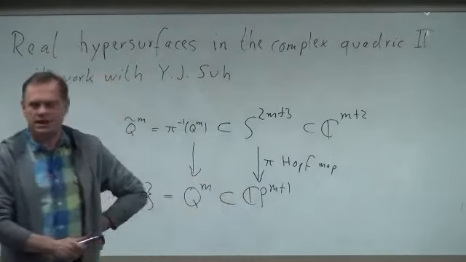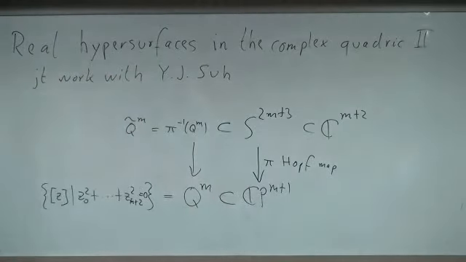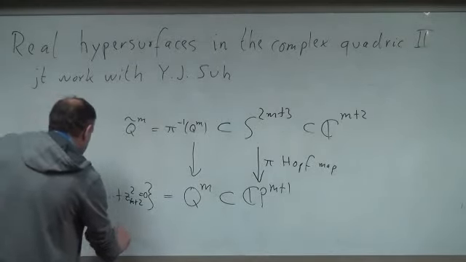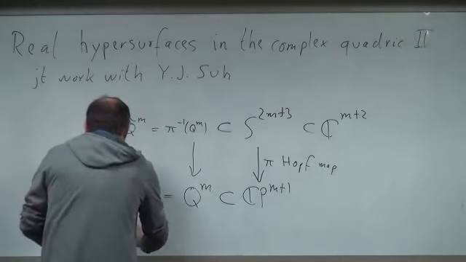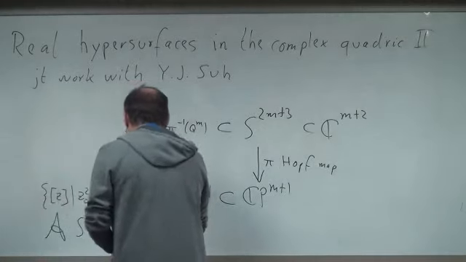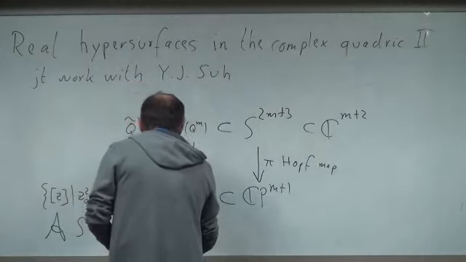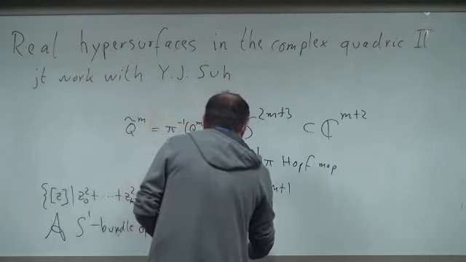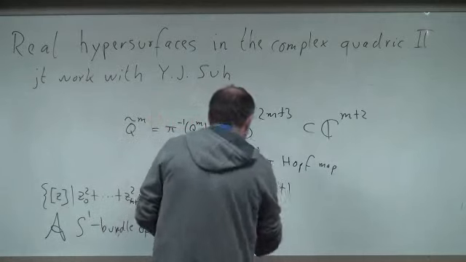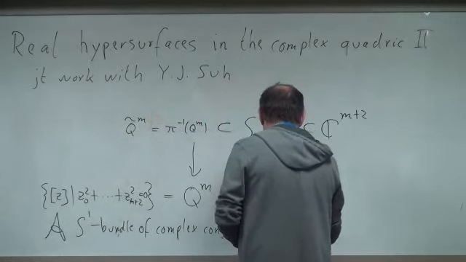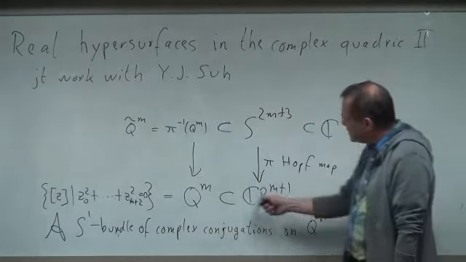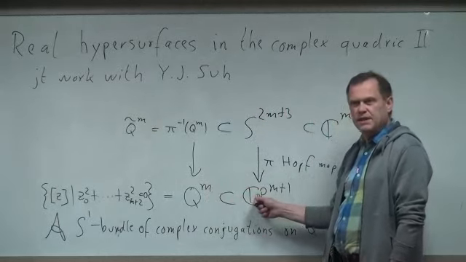And then I explained a bit the geometry of the complex quadric using what is known about the geometry of complex projective space, and in particular what we identified is that there is an S^1 bundle, which I denoted by A, S^1 bundle of complex conjugations on the quadric, which we obtained by, this is a complex hypersurface in here.